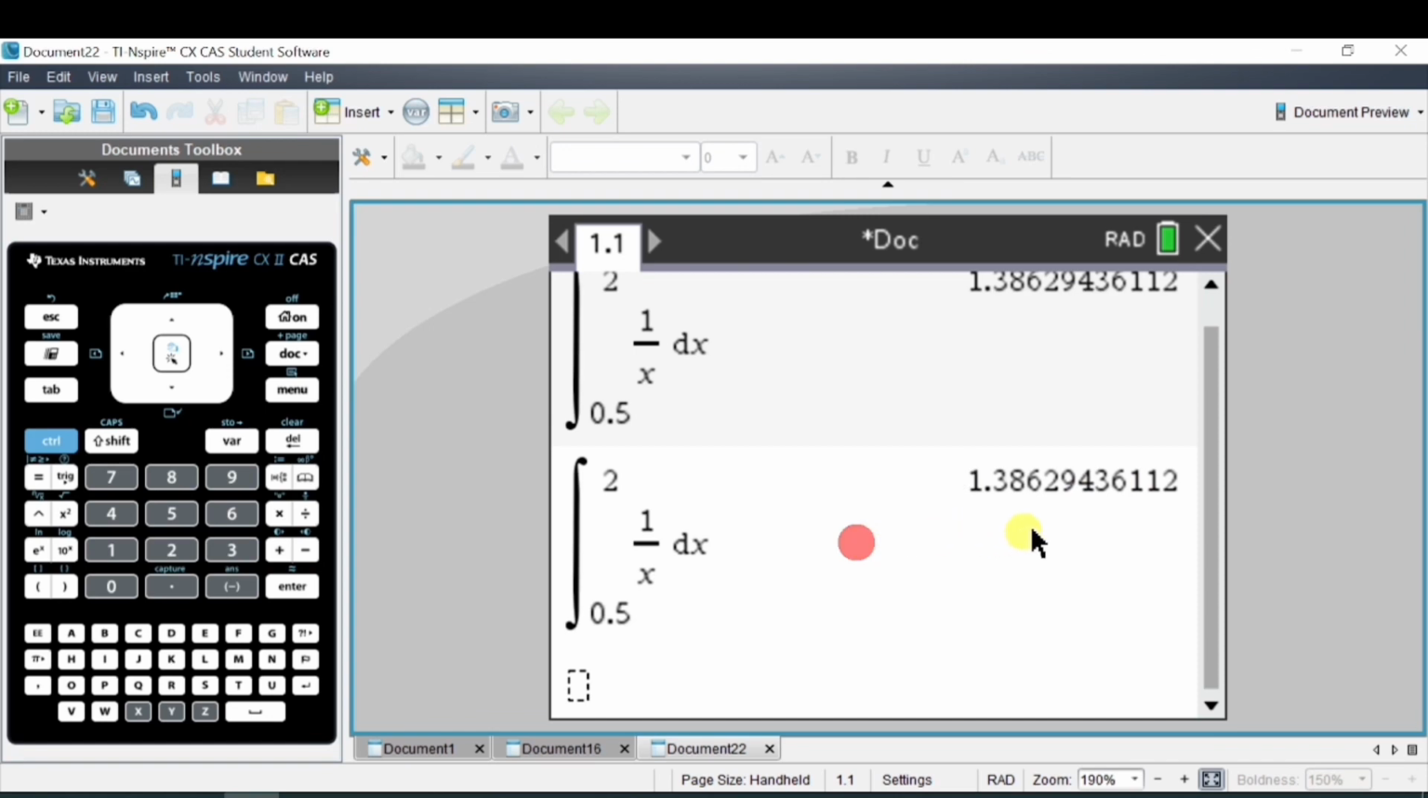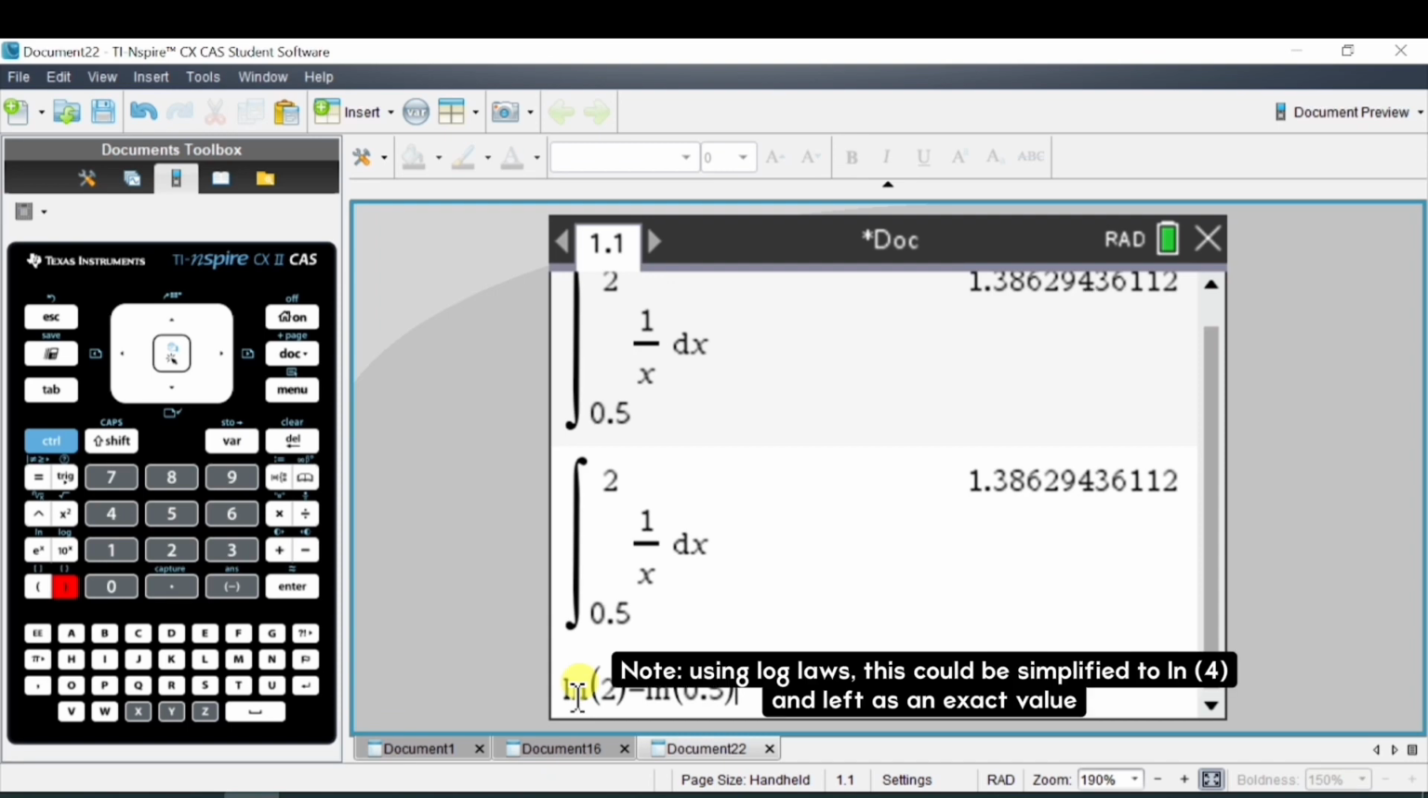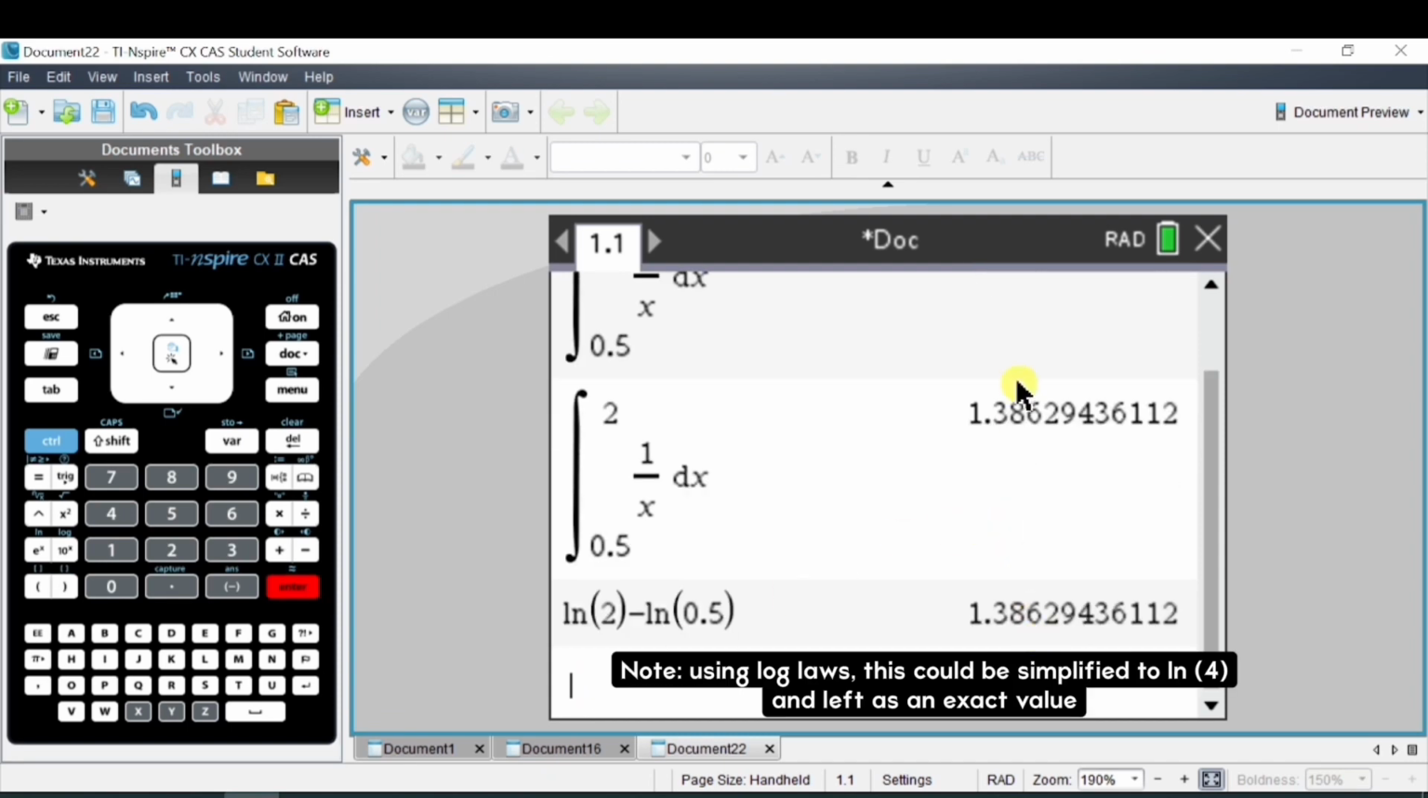And the reason why we don't really get a clear answer is because if we integrate 1 on x, we're going to get the natural log of x. So our final answer, if we were integrating this algebraically, we'd end up with the natural log of 2 minus the natural log of 0.5, and that's not going to give us a neat answer. It's going to give us some nasty decimal, but you can see that it's the same value.